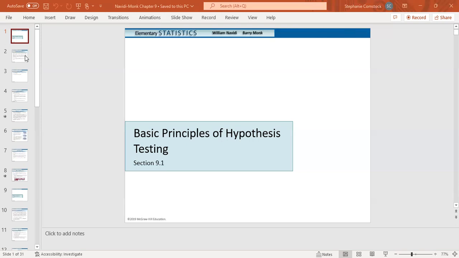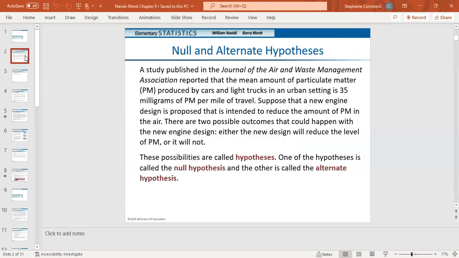So for this particular one, we have the Journal of Airways Management, and they're talking about the mean amount of particulate matter produced by cars and light trucks in an urban setting is 35 milligrams of PM per mile of travel. Now, they have a new engine out on the market that they say is supposed to reduce the amount of PM in the air.